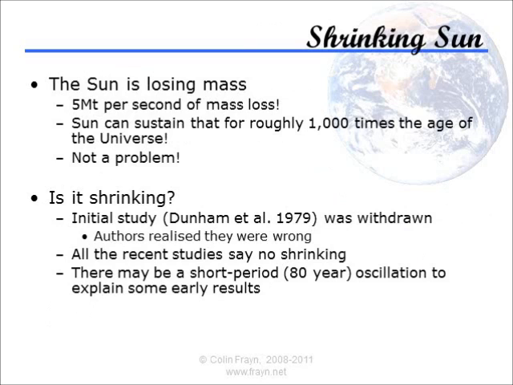A couple of quick creationist complaints about our very own Sun. Firstly, there is a claim that the Sun is losing mass at an astounding rate, so it couldn't have been around for very long. This is a simple case of creationists not being bothered to do the math. Yes, the Sun is losing mass at around 5 million tonnes per second. That sounds like a lot, but it's no big deal.